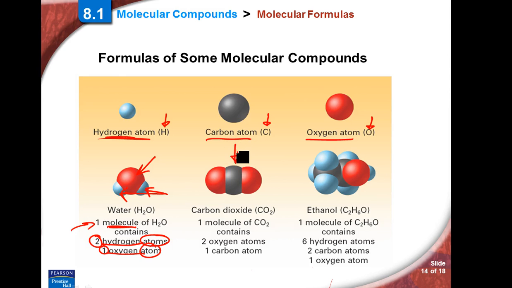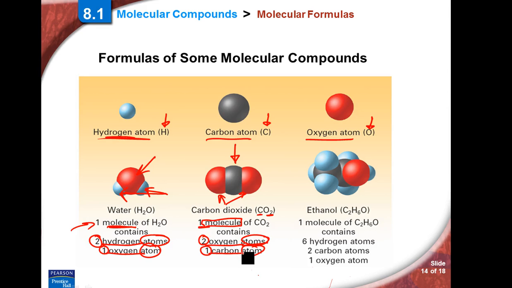Now, carbon dioxide, we have a carbon atom, right, the black one. There's one carbon atom and two red oxygens. And this is indicated in the formula by C with O with a subscript 2. So it is C, or 1C, and we omit the 1 that would be the subscript on that because it's redundant. And then we have 2 as a subscript on the O because there are two oxygens. So one molecule of CO2 contains two atoms of oxygen and one atom of carbon.